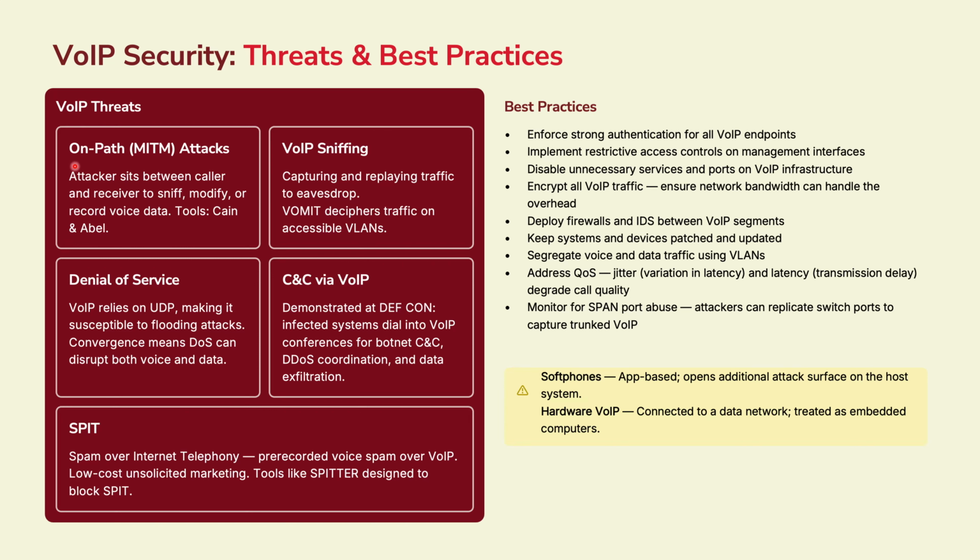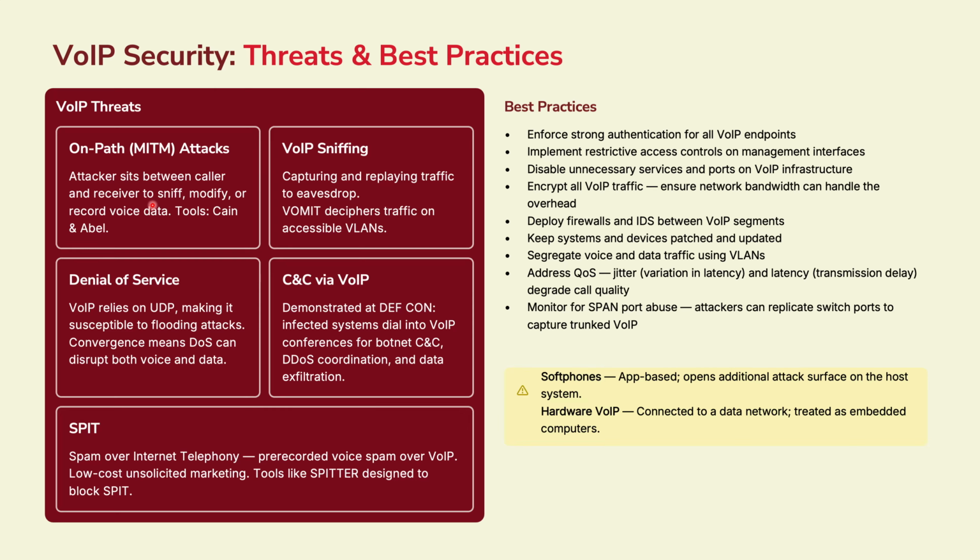The first one is on-path MITM attacks. This allows an attacker to intercept voice data in real time using readily available tools like Cain and Abel. No specialized equipment is required. Imagine that. We also have misconfigured internet telephones. Attackers specifically target voice over IP traffic on accessible VLANs, deciphering conversations from captured packets.